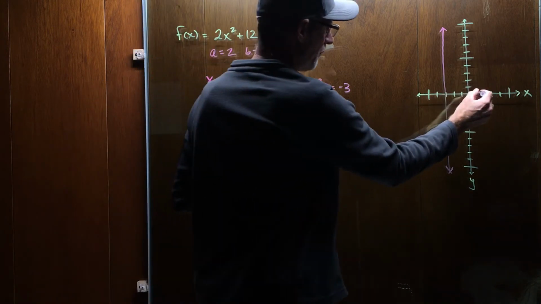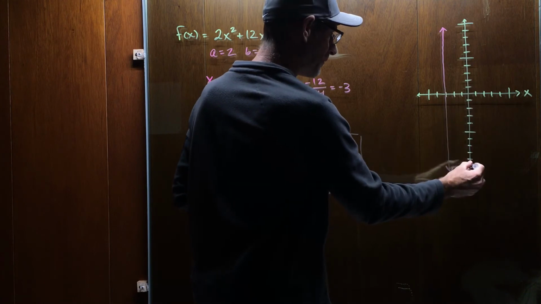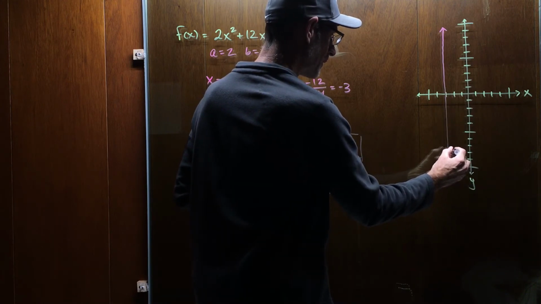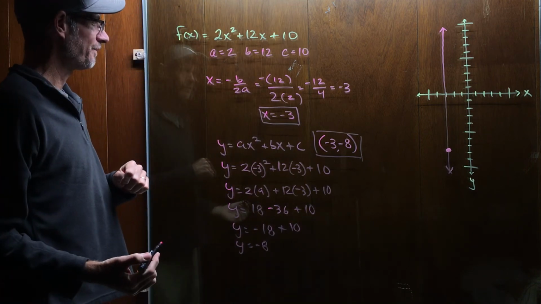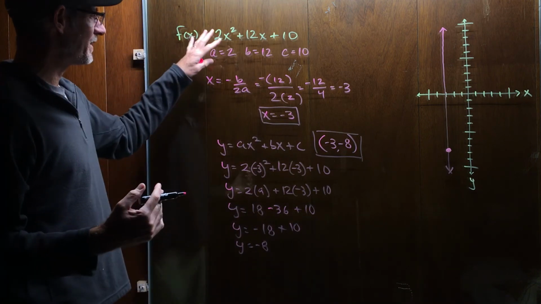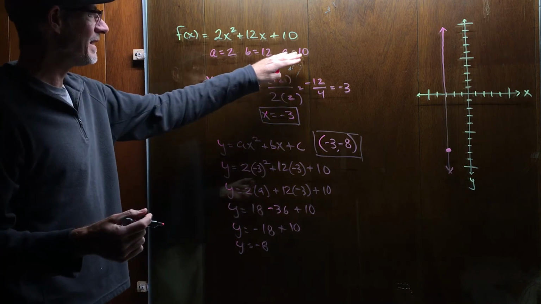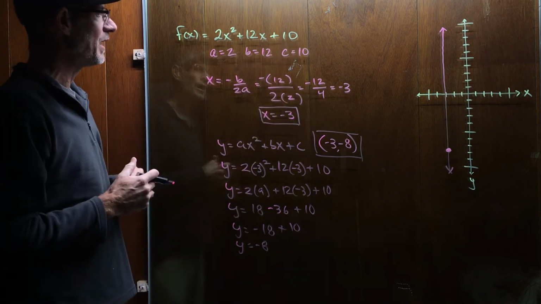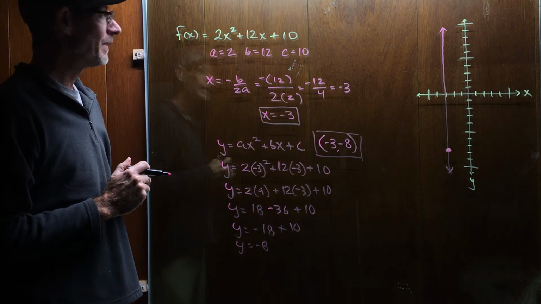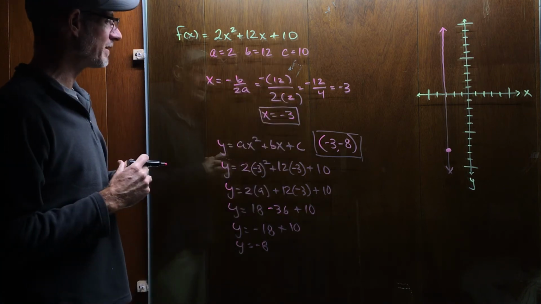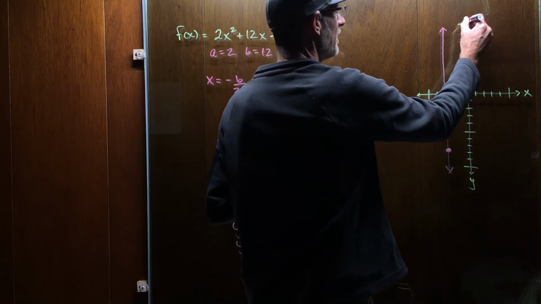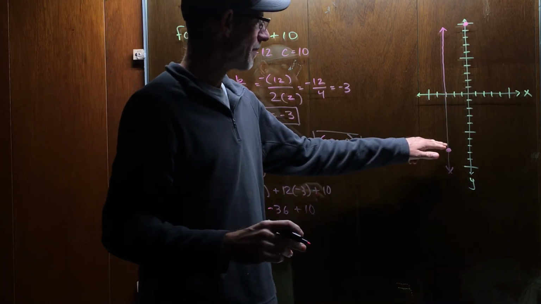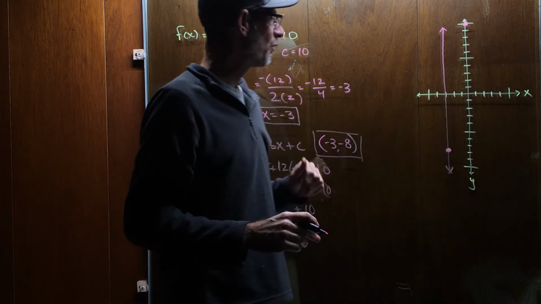So if I go 3 to the left and down 8, that will be my vertex right there. The next thing I know about standard form is that my C value always tells what the y-intercept will be. And so my C value is positive 10, so my y-intercept will be right here at positive 10. Now I have 2 points on my graph, the vertex and the y-intercept.